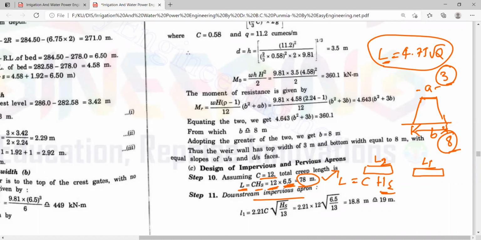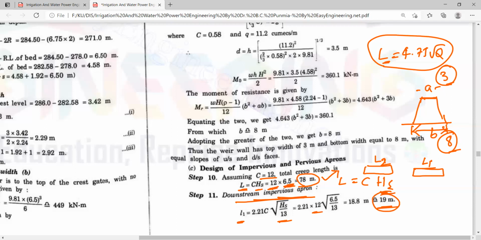So downstream impervious off run, to calculate the downstream side impervious off run, just now we have seen the formula: L1 is equal to 2.21 C into under root of HS by 13. Substitute HS is equal to 6.5, C is equal to 12. So you are going to get L1, the creep length, that is the downstream side impervious off run length, will be 19 meters.